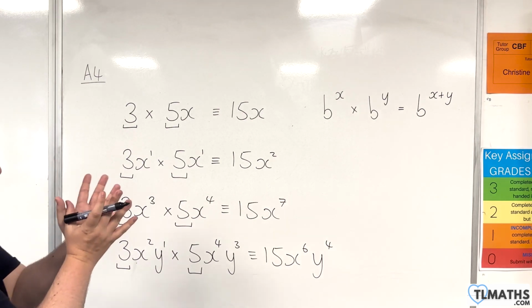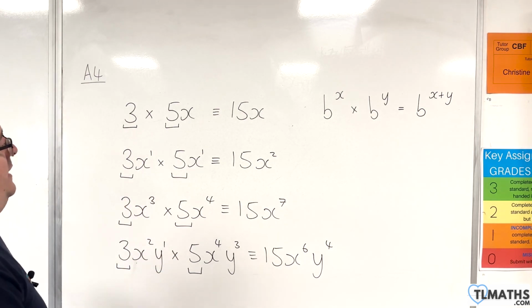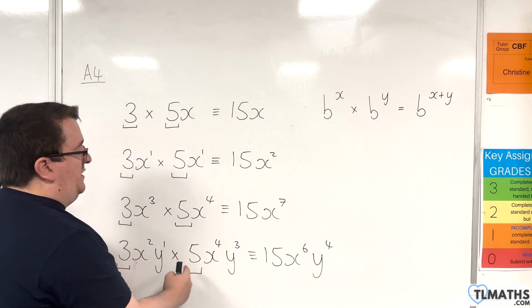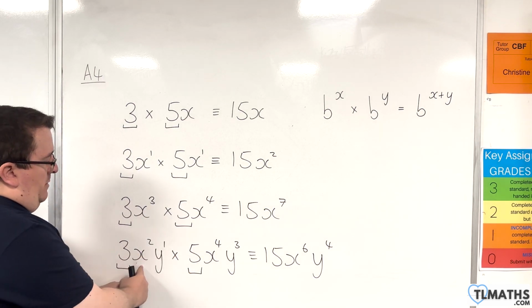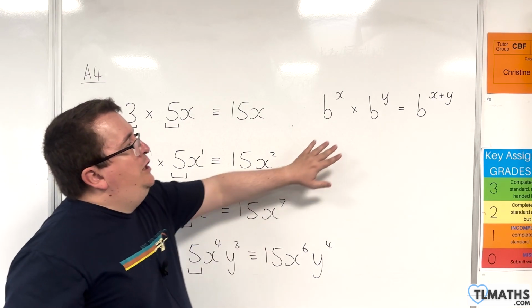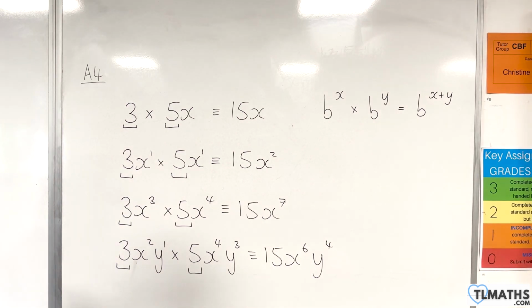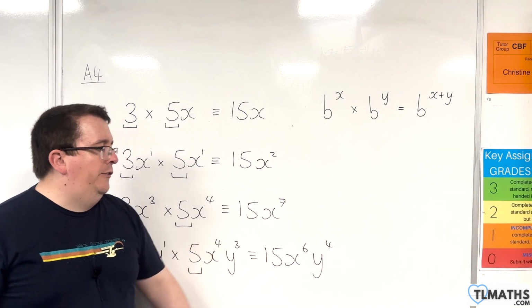So the way that you approach this when you are multiplying terms together is to multiply the coefficients together first, then multiply the x's together, then multiply the y's together using your law of indices. Okay? And that makes sure that you get the correct answer at the end.